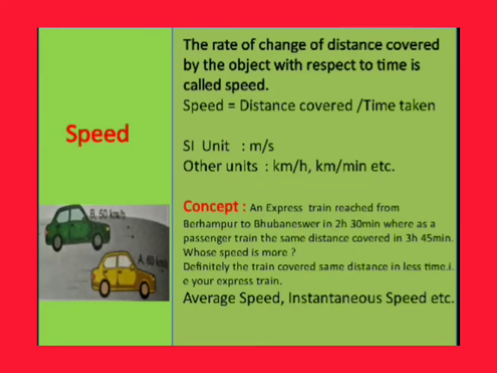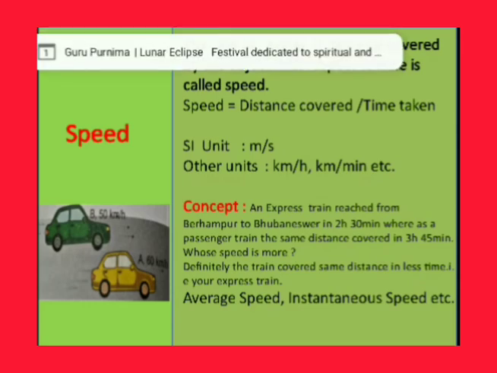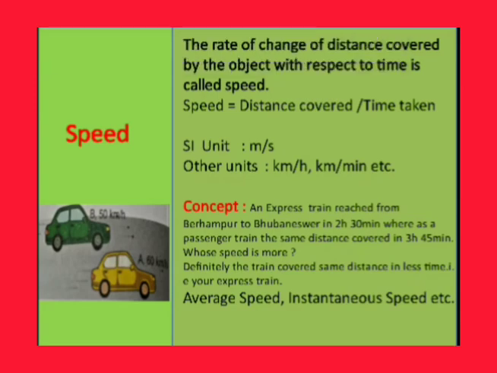Now I am going to discuss speed. The rate of change of distance covered by the object with respect to time is called speed. That means speed is equal to distance covered by time taken. Since distance covered is measured in meter and time taken is measured in second, the SI unit becomes meter per second. Now if you go to other units, this may be kilometer per hour, kilometer per minute, etc. are the other units. Now let you understand the concept of speed.